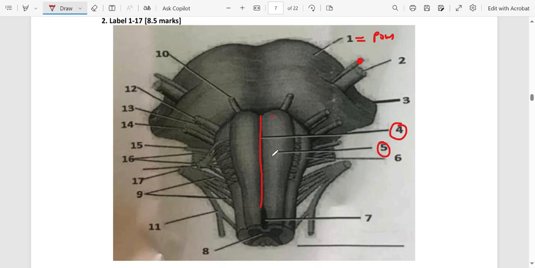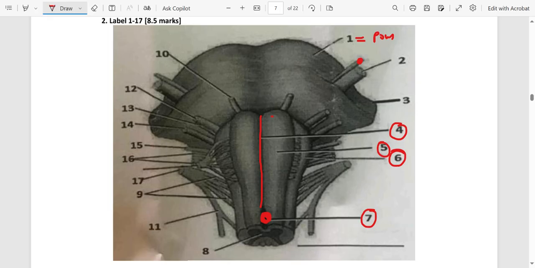This elevation, the pyramid. And just behind the pyramid, we have got another elevation. What do we call the elevation behind the pyramid? That's known as the olives. All right, the olives. 7 is showing this structure on the pyramids where decussation happens. What do we call that part? The point of decussation of the pyramids, or pyramidal decussation, right?